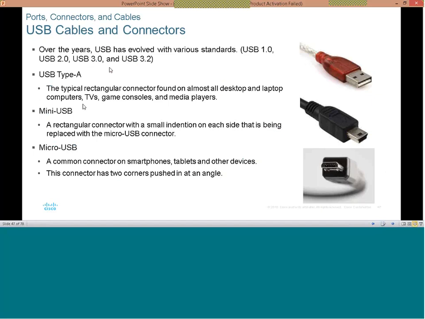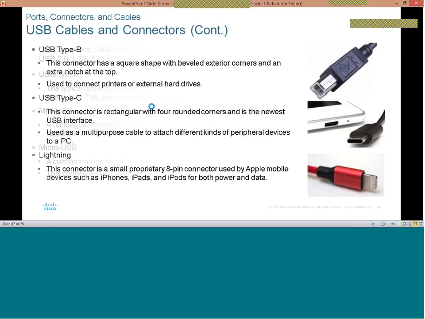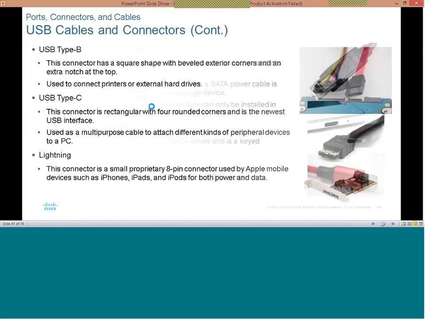So USB type A, the typical rectangular connector found on almost all desktop and laptop computers, TVs, game consoles, and media players. So you can see the type A, and then you can see the mini USB, and then you can see the micro USB. So these are different types of USB device components of the case, so USB cables and connectors. Okay. So still on USB cables and connectors.